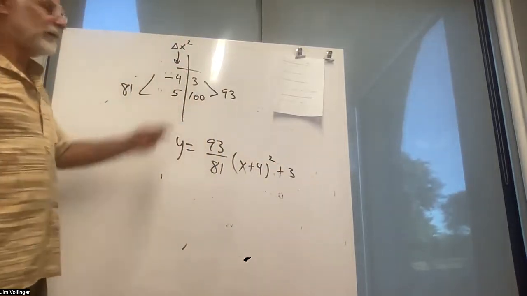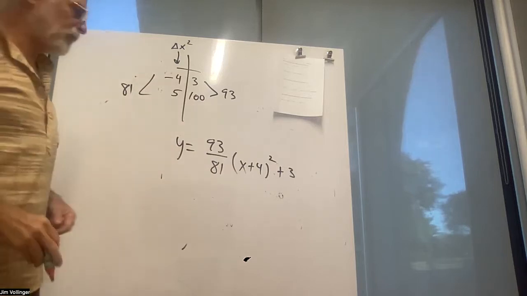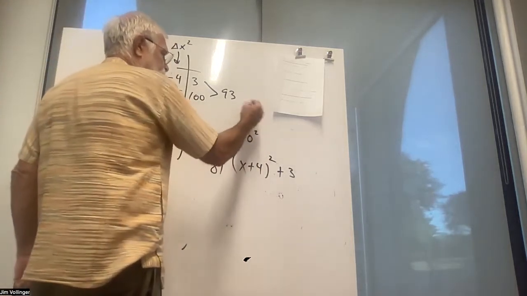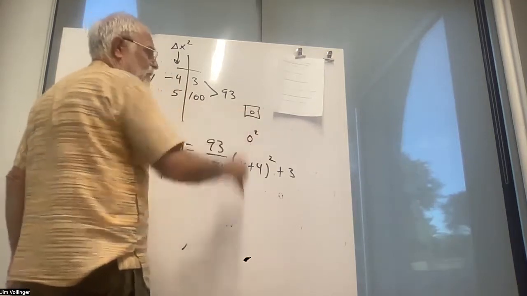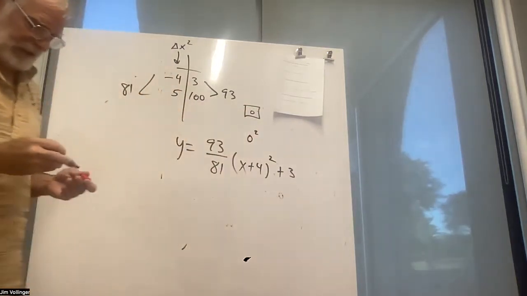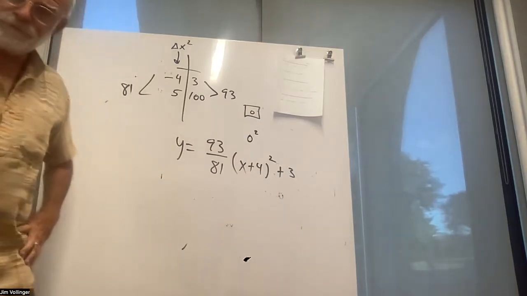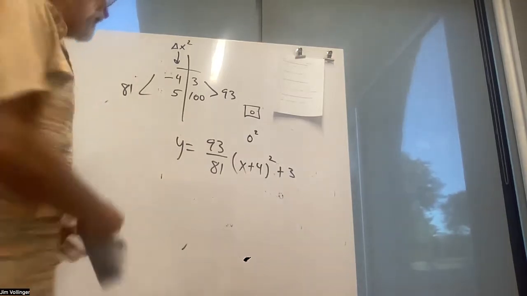That's the quadratic, whose vertex is -4, 3. When I put a -4 in, I get 0 squared, and I defy anybody to get me a smaller number inside that square using real numbers. Can't be done.